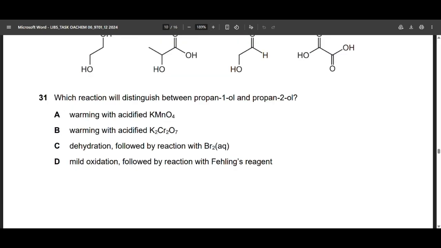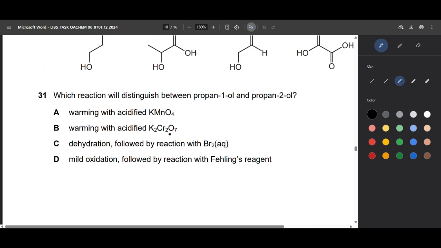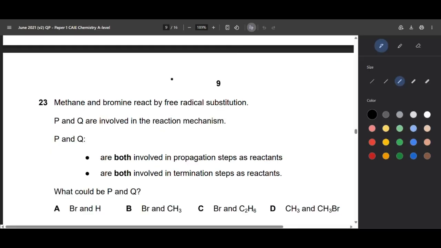The next question, question number 24. The question is which reaction will distinguish between propan-1-ol and propan-2-ol? So propan-1-ol is primary, if oxidized it becomes an aldehyde, and propan-2-ol is secondary, if oxidized it becomes a ketone. After we know the difference, we have to test it with Fehling reagent. So the answer is D, mild oxidation followed by reaction with Fehling reagent. Okay, we move to the next question.